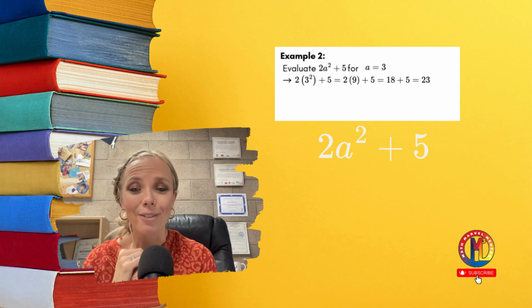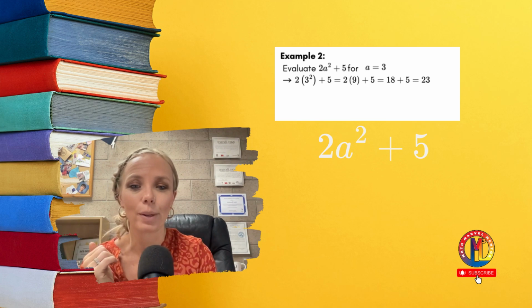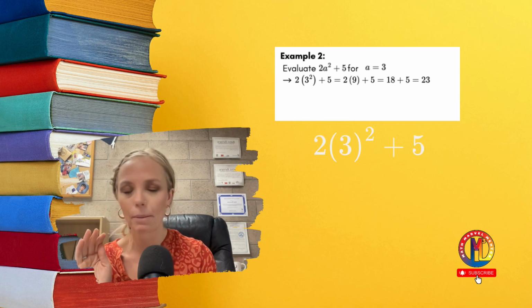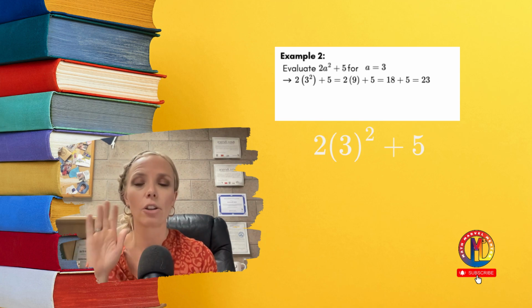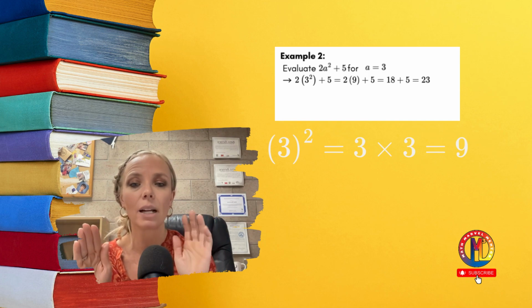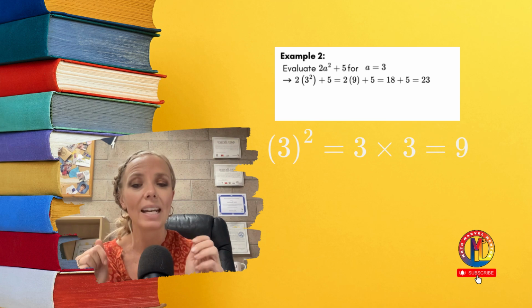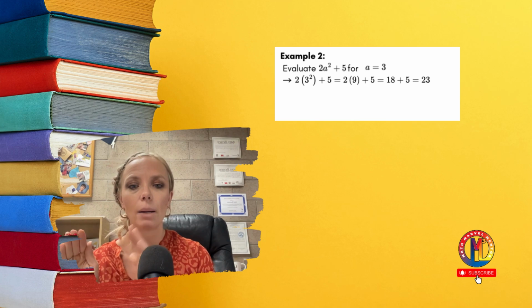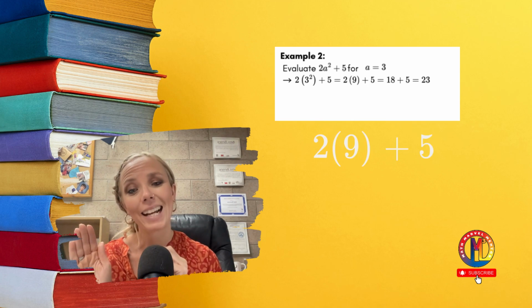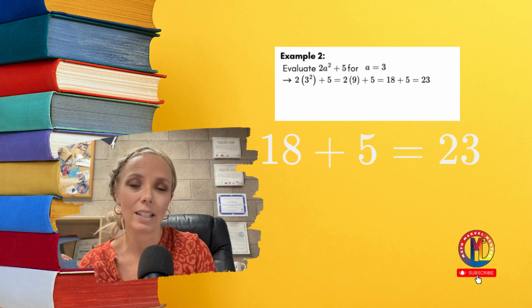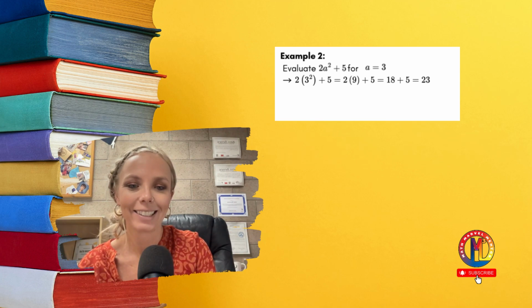So we do order of operations, and we're going to start with exponents. So remember, 3 to the second power does not mean 3 times 2. It means 3 times 3. You're multiplying the base 2 times. So 3 times 3 is 9. And then our next order of operations is to multiply. So we have 2 times 9 plus 5. So 2 times 9 gives us 18, and then we add 5. 18 plus 5 equals 23.